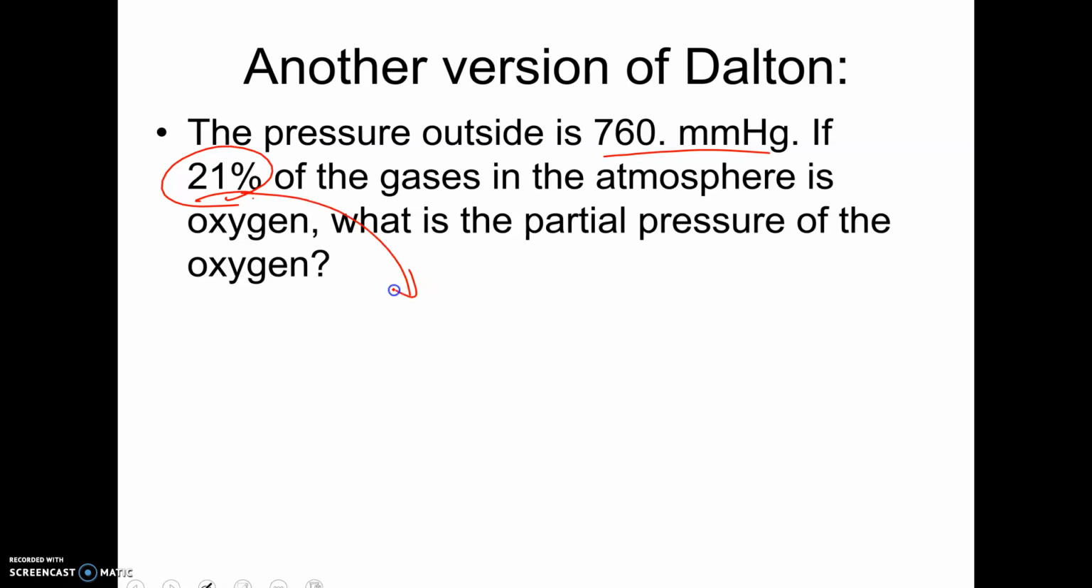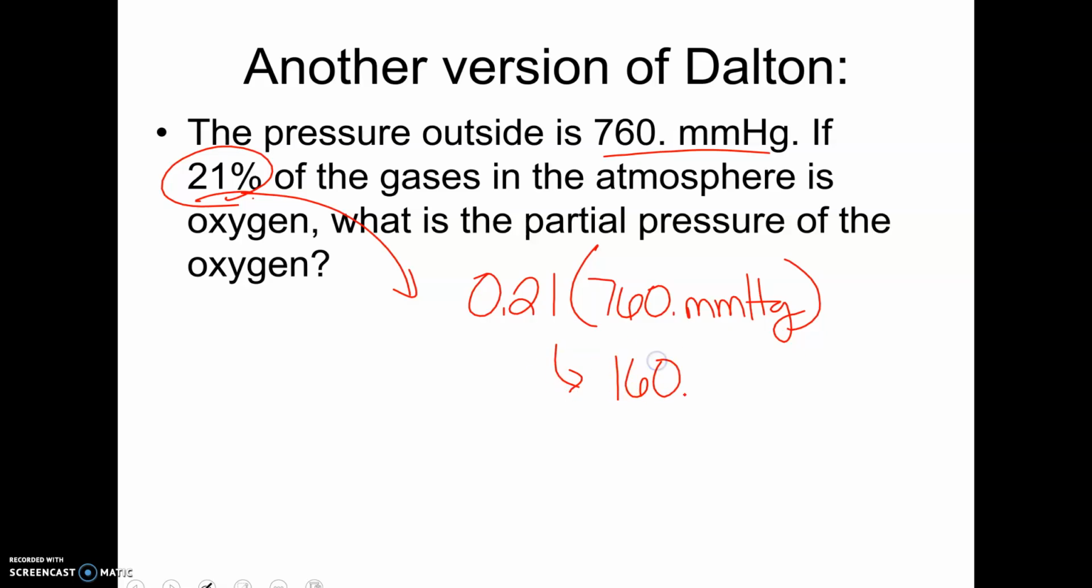So we are going to convert our percentage to a decimal, 0.21 times 760 millimeters of mercury. And this will give us a partial pressure. It's basically calculating 21% of the total pressure because 21% of the total pressure is going to come from the oxygen. And when you work this out, you're going to get 160 millimeters of mercury.